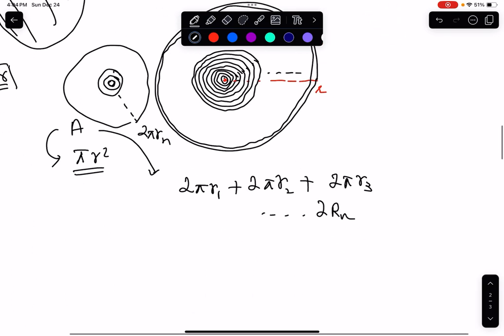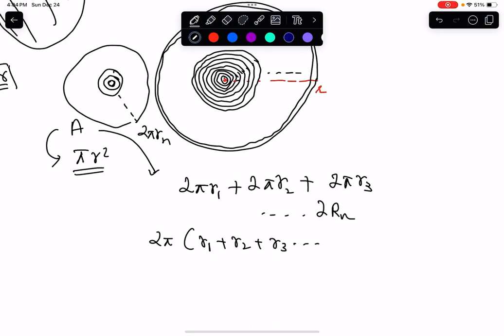And then what you can do is take 2 pi as common. So this is going to be 2 pi times (r1 plus r2 plus r3 dot dot dot rn), and this is going to give you the area of a circle. So you're just adding up perimeters over and over again. And in this case, there's a very handy formula that you need to know.